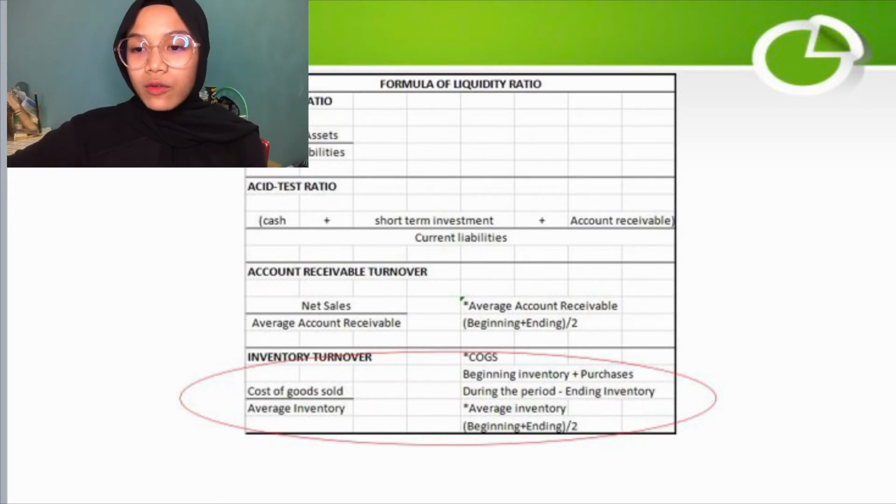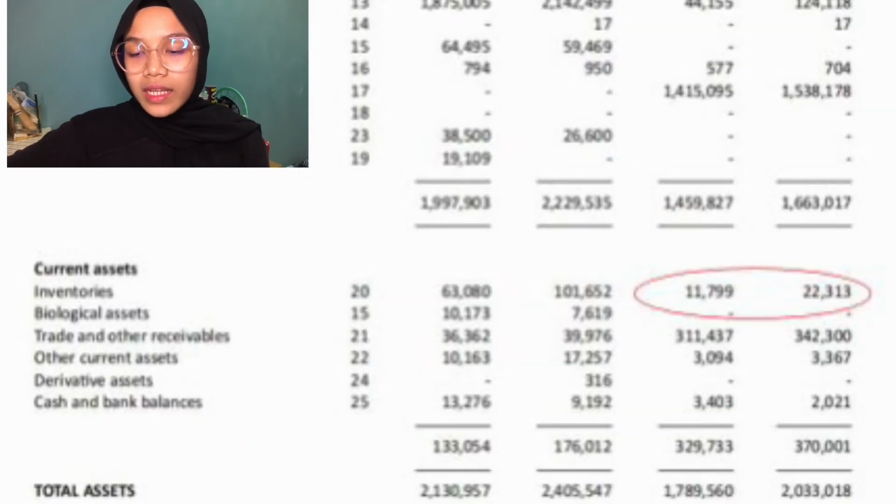Lastly, the inventory turnover. In this part, we divide the company's cost of goods sold by its average inventory. First, I calculated the cost of goods sold for each company by adding the beginning inventory and the purchases made throughout the year. After that, I subtracted the ending inventory balance for the year. So, for Jaya Tiasa Holding Berhad, the calculation for its cost of goods sold would be RM22,313,000 minus RM11,799,000. There were no purchases made by Jaya Tiasa Holding Berhad in the year 2020.